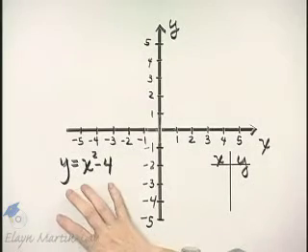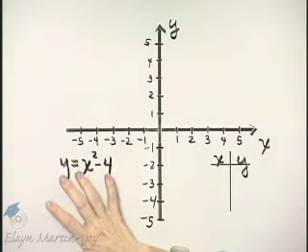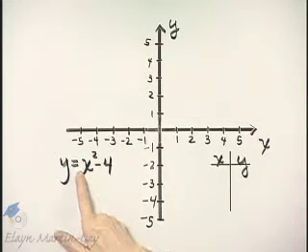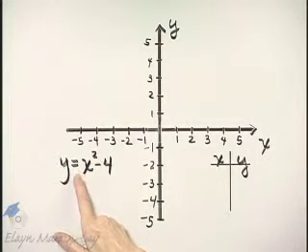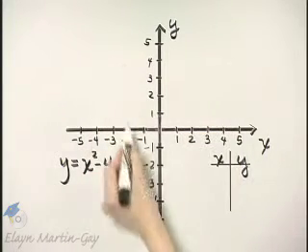Let's graph this quadratic equation. Remember, the graph will be a parabola. Notice the coefficient of x squared, which we call a, is 1. Of course, a positive number, so that means our parabola opens upward.